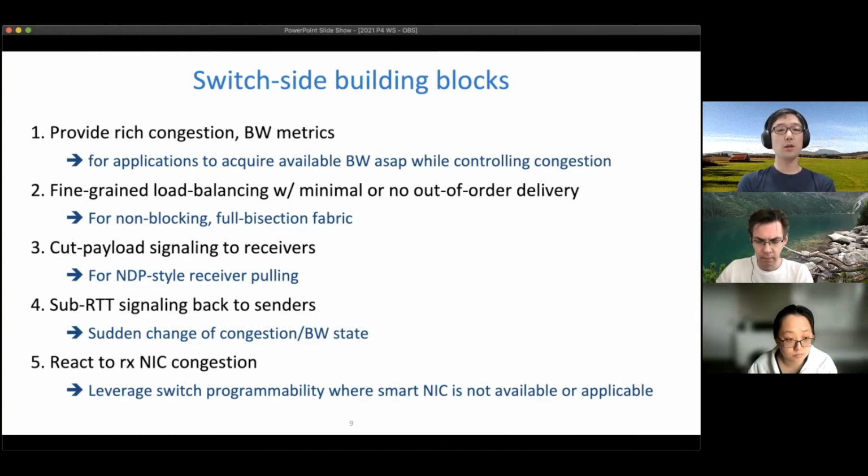Finally, when the receiver NIC is congested, ideally we would have an intelligent smart NIC, or a receiver-side software solution, which can handle it. But until we have such a fully programmable smart NIC, we may still leverage some switch programmability to help out with this problem.